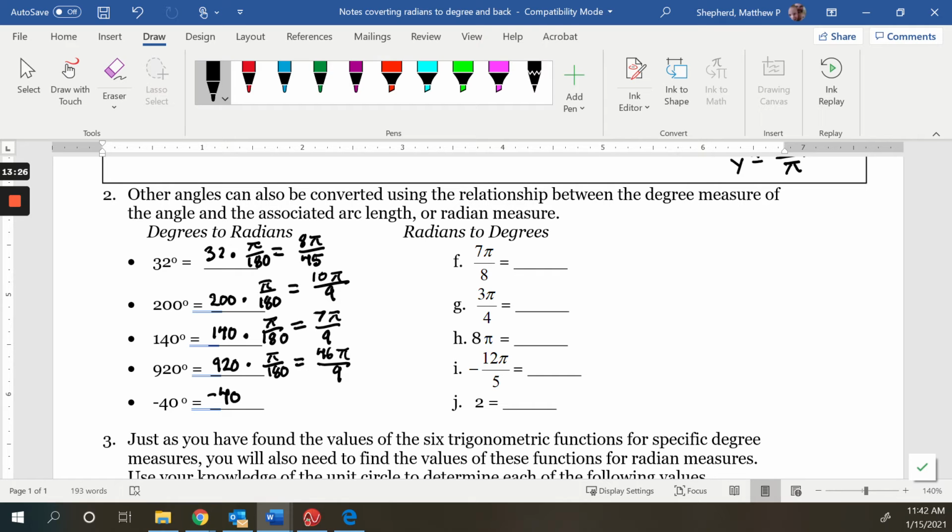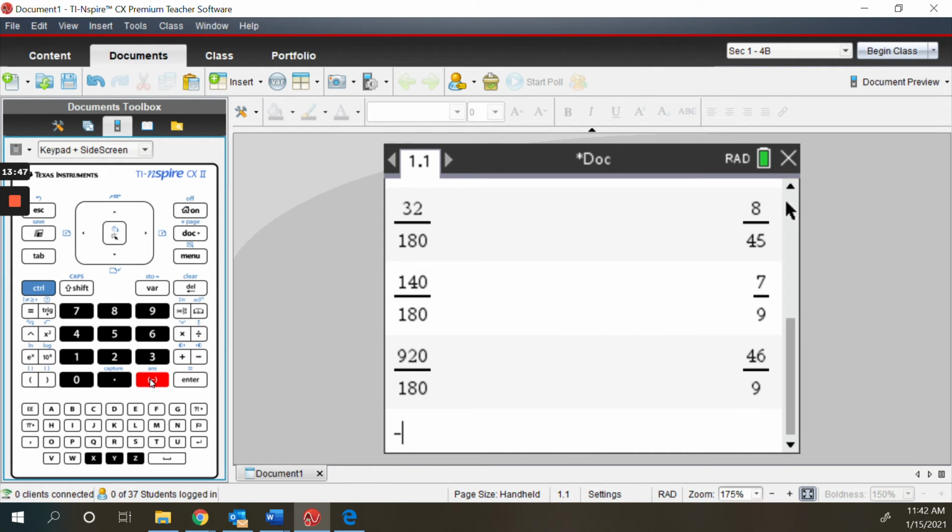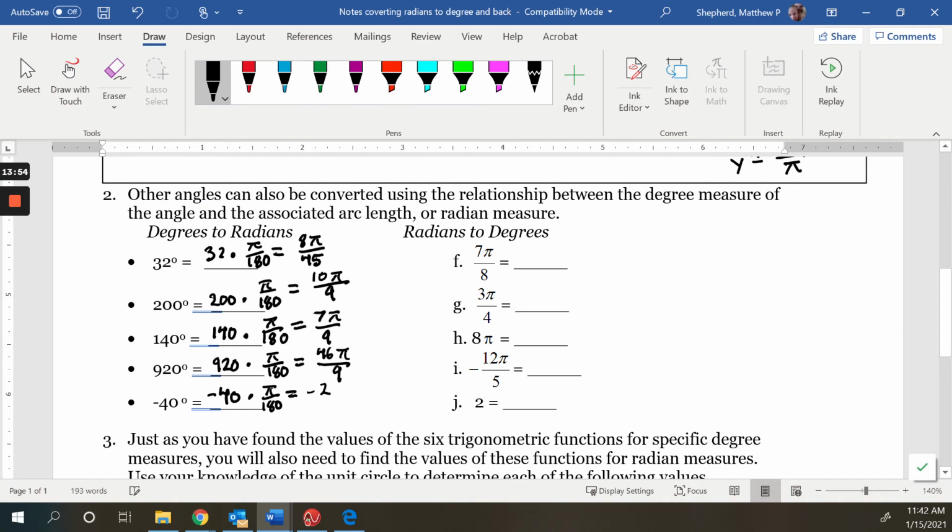Okay, negative 40 degrees multiplied by pi over 180. So we're going to do negative 40 divided by 180. We get negative 2 ninths. So negative 2 pi over 9.